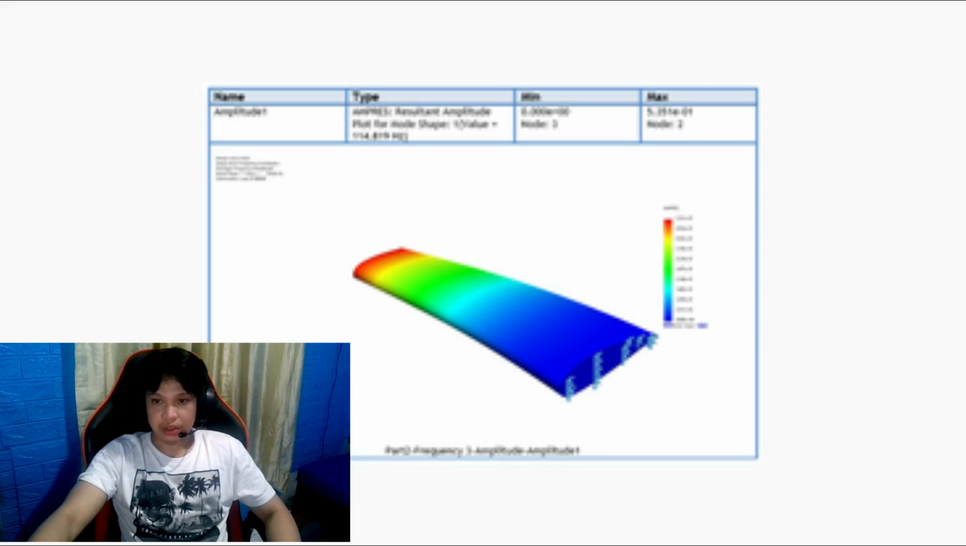Here we have our amplitude 1, in our simulation, at 114.819 Hertz. We can see that the strongest part of the airplane wing is the blue one, the one close to the fixed part of the airplane wing. The simulation indicates that the red is the weakest or most fragile part of the wing to vibration, and the blue is the strongest part of the airplane wing.